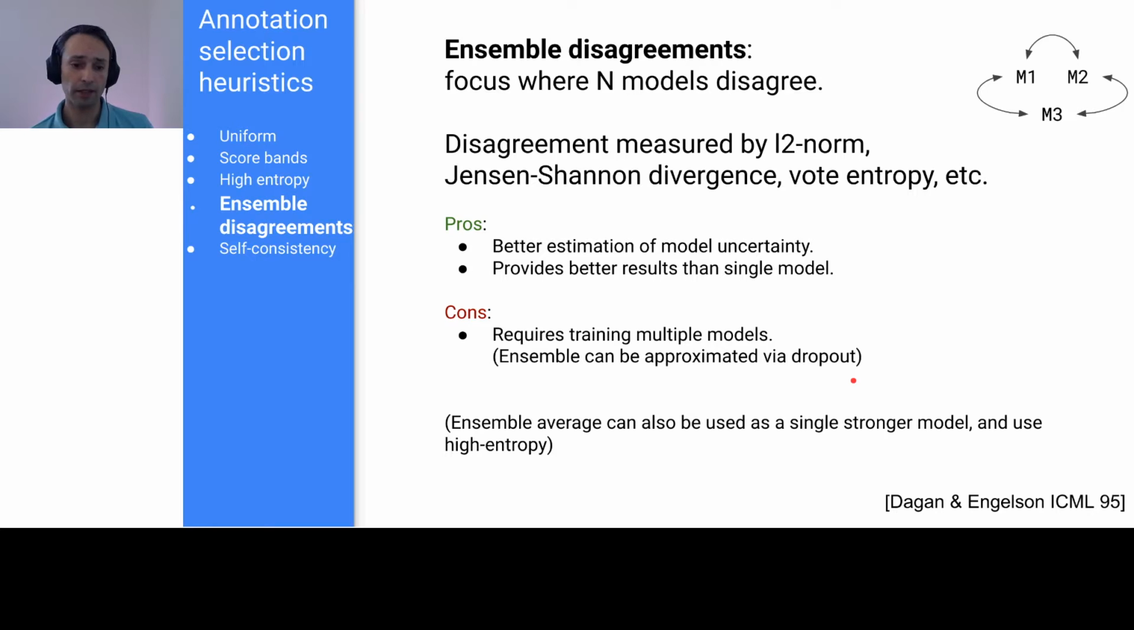And another caveat that I want to mention is that if you're going to train multiple models, then you can use the average output of this ensemble as if it was a single model, and then use the high entropy measure over that. And that in practice tends to be also quite competitive.